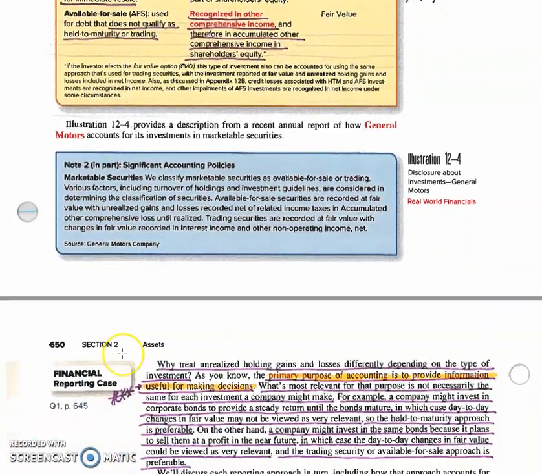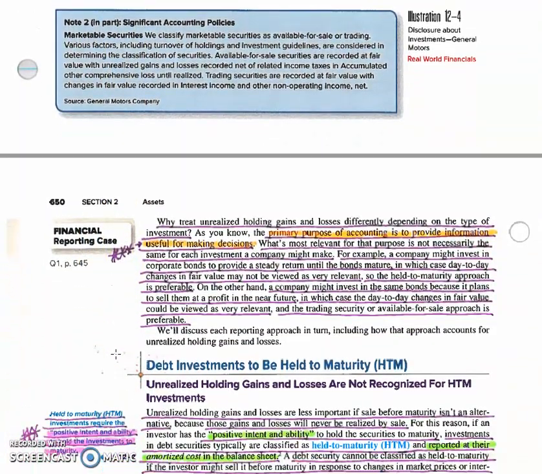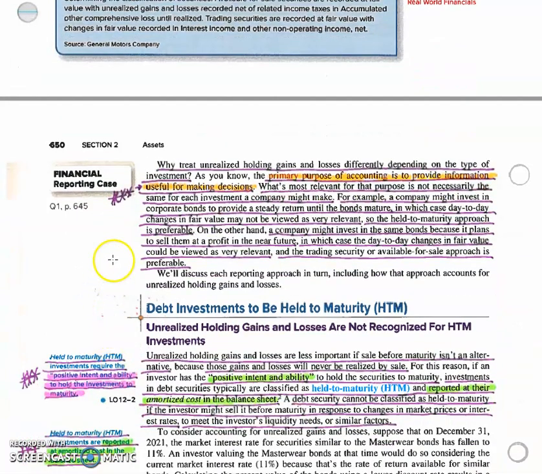Okay. Now, again, I always like to point this out when I see it because I don't want y'all to ever forget it. The primary purpose of accounting is to provide information useful for making decisions.